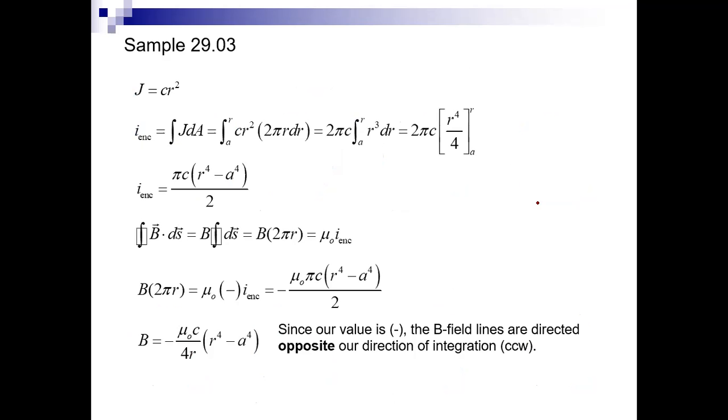This equation is given: J equals C R squared. This function is basically given, the current density. So putting the charge enclosed by the total area and putting this function into this one, and by simplifying the integration equation, we have this relation, this equation.